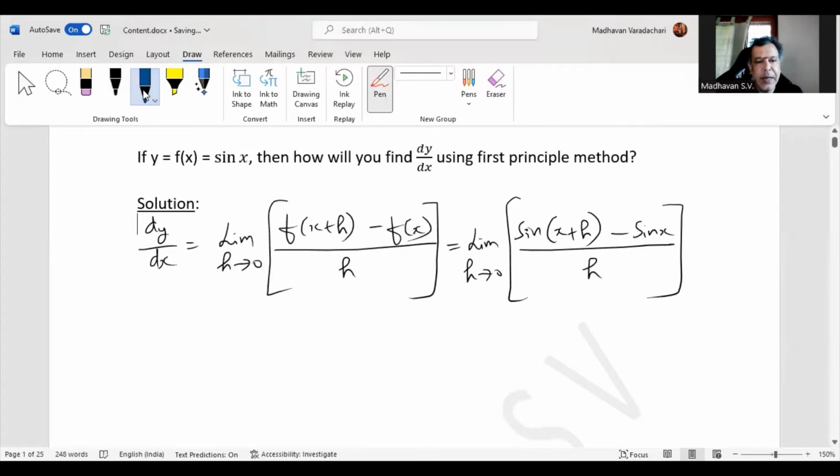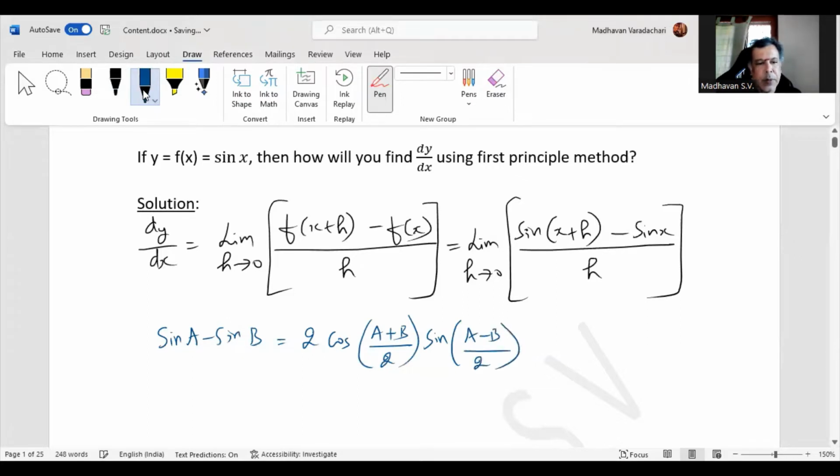Now we will be using a trigonometric identity, which is sin A minus sin B is equal to 2 times cos of (A plus B) divided by 2 times sin of (A minus B) by 2. So we will be using this identity to expand the numerator of the above limit.